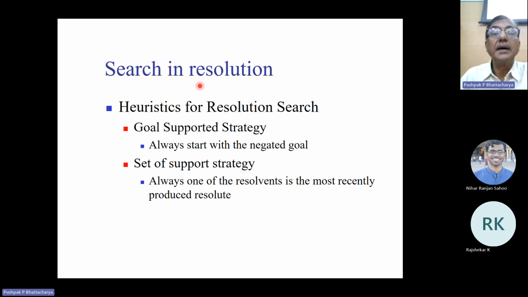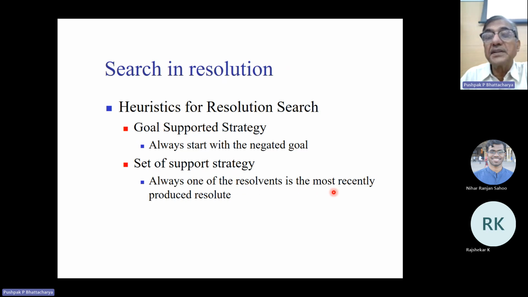Now, when we do resolution, it implicitly means that there is a search involved. Which are the two clauses which we should use for resolution? Okay, so given many clauses, which two should we choose? So there are a few heuristics for resolution search. The first is called goal support strategy. You always start with the negated goal, okay, and look for a clause with which this negated goal will resolve and produce a resolute.